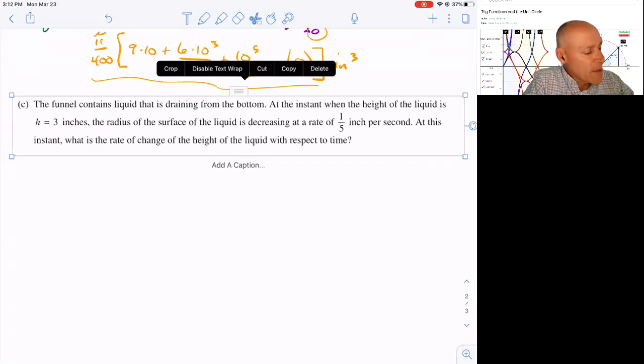Okay, so part C says the funnel contains liquid that is draining from the bottom. At the instant when the height of the liquid is h equals 3 inches, the radius of the surface of the liquid is decreasing at a rate of 1/5 inch per second. At this instant, what is the rate of change of the height of the liquid with respect to time? Okay.